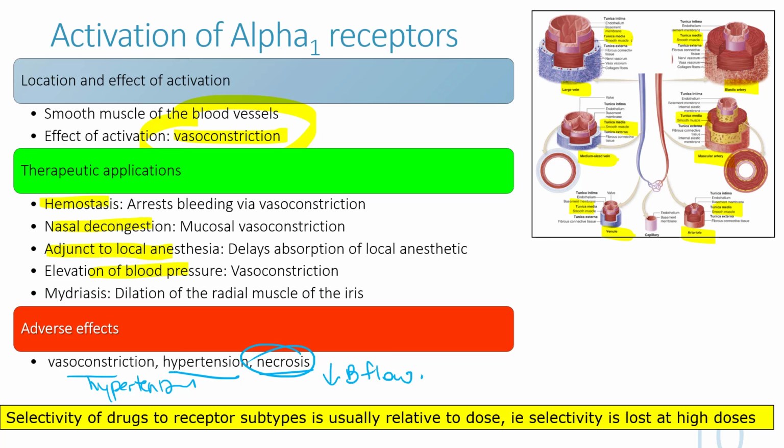Now, some alpha receptor agonists are selective, but if given at a high enough dose, selectivity is lost. So if you give a specific alpha receptor agonist at a high dose, it will start to affect other adrenergic receptors, mainly the beta 1s and beta 2s. The other thing to note in this slide is you've got the therapeutic effects in the green box, and the adverse effects in the red box. Again, that's just to make things easier. So therapeutic effects are go, and adverse effects are not desired effects.